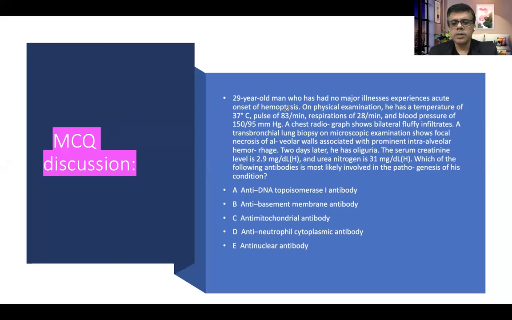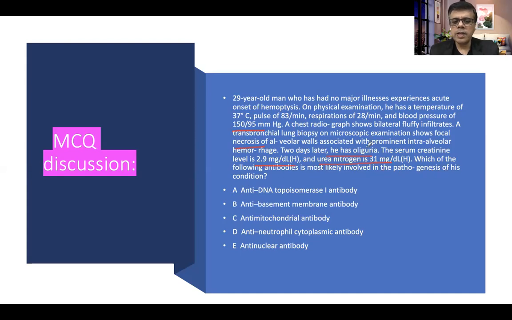A 29-year-old male has no major illness, experiences acute onset of hemoptysis. Physical examination shows temperature of 37 and pulse of 83, respiration of 28 per minute. Blood pressure is higher, 150 by 95. Radiograph shows bilateral fluffy infiltrates, and transbronchial lung biopsy shows focal necrosis of alveolar wall with prominent intra-alveolar hemorrhage. And the patient develops oliguria after 2 days. Serum creatinine level is higher, and urea nitrogen is also higher. So, which of the following antibody is likely involved?